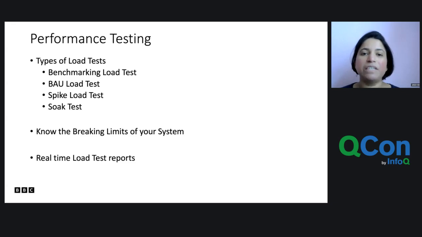Another huge change that we made was creating real-time load test reports. So previously, we used to run a load test, and then we had to wait for the entire load test to be finished and then have the reports generated. But now we've managed to create real-time reports so that we can see the health of our system, the performance of our system as the load test or the load is being pushed.